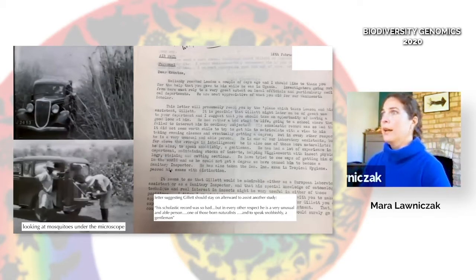They were accompanied on this flight by this letter here, in which there was some, I don't know who it was to, but it was basically to convince somebody to keep Gillett on to be an assistant in another study. And it says some funny stuff like his scholastic record was so bad, but in every other respect, he's a very unusual and able person, one of those born naturalists, and to speak snobbishly, a gentleman.